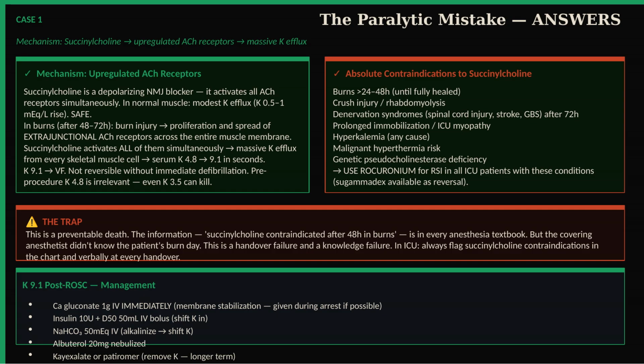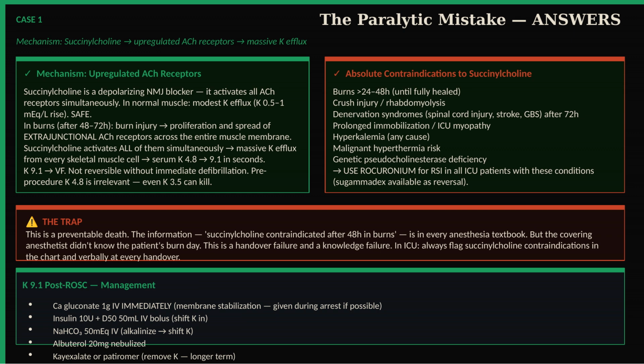Burns beyond 24 to 48 hours, crush injury and rhabdomyolysis, denervation syndromes like spinal cord injury, stroke, or Guillain-Barré after 72 hours, prolonged immobilization, and ICU myopathy, any existing hyperkalemia, malignant hyperthermia risk, and pseudocholinesterase deficiency. In all of these, use rocuronium instead, and you've got sugammadex for reversal. The trap here is twofold. The information is in every anesthesia textbook, so it's a knowledge failure.